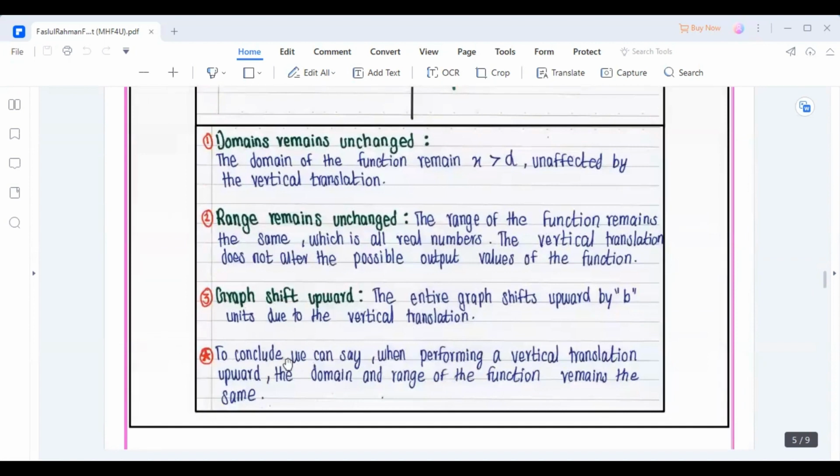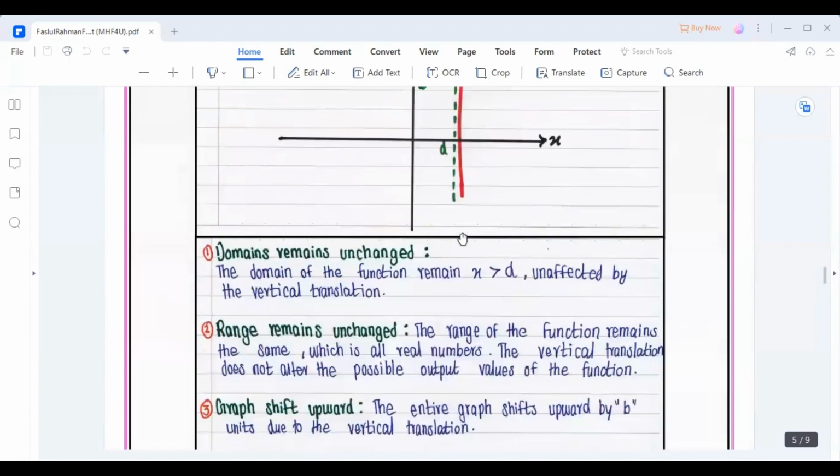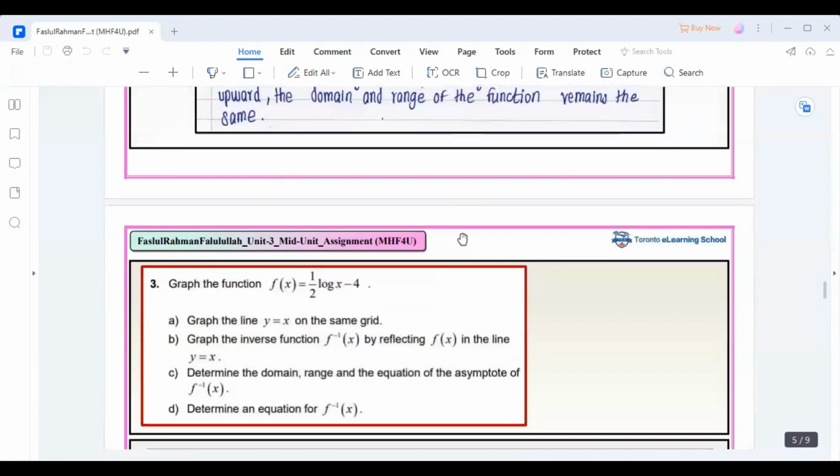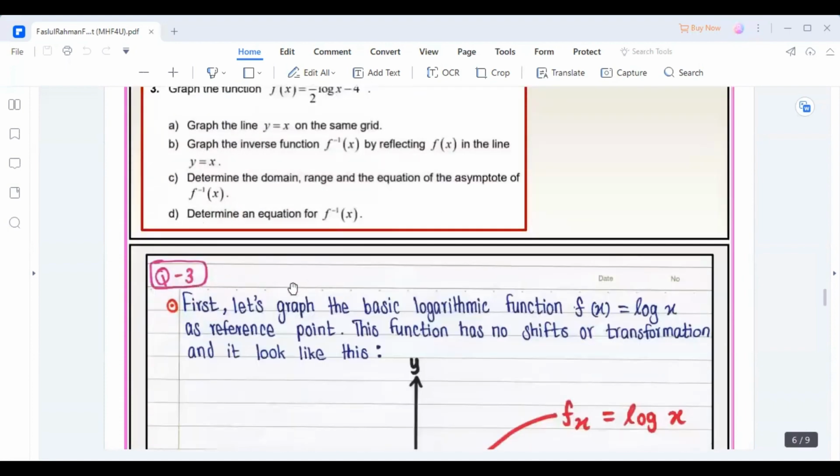So, to conclude, we can say when performing a vertical translation upward, the domain and range of the function remain the same. So we are done with question number 2. Let's move on to question number 3. Question number 3 asks us to graph the function f(x) equals half log x minus 4. There are 4 parts: A, B, C, D. Let's discuss it.